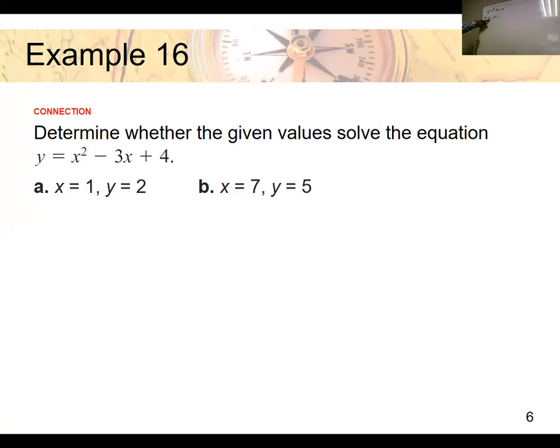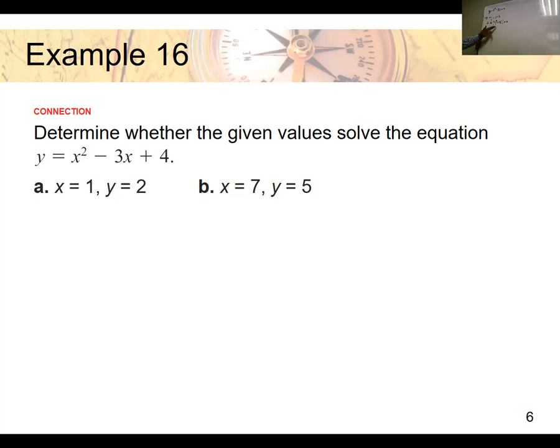So basically, you're going to substitute each x in this equation with the 1, and we'll substitute that y with 2. So the y, in this case, is 2. And I want to know if that's equal to x squared, well, x is 1, so it'll be 1 squared minus 3 times 1 plus 4.